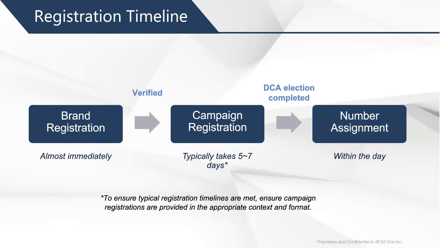So the campaign will be shared to the CNP and will be pre-vetted before sending the campaign to the DCA for approval. So the campaign vetting can take from 5 to 7 days, and due to the increasing number of 10DLC registrations, it could take weeks. If the DCA confirms the campaign or returns a DCA election completed status, this means that the campaign is approved. And you can now start assigning SMS-enabled numbers to that campaign. So number assignment can take a few minutes to complete.